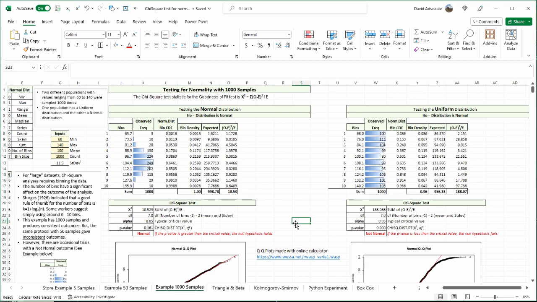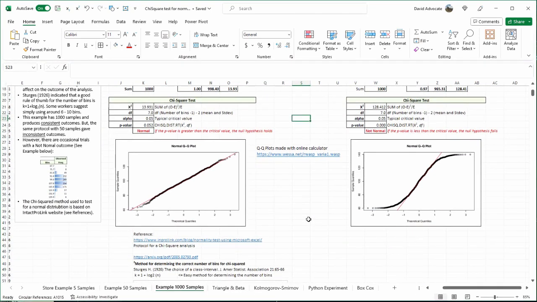Also, look at the histograms that are being produced above. You can see that they're more consistent as well, looking normal over here and uniform over here. Also, when we look at the QQ plots, we can see that for the normal distribution we get a very nice straight line, and we get these excursions away from the straight line on the uniform.